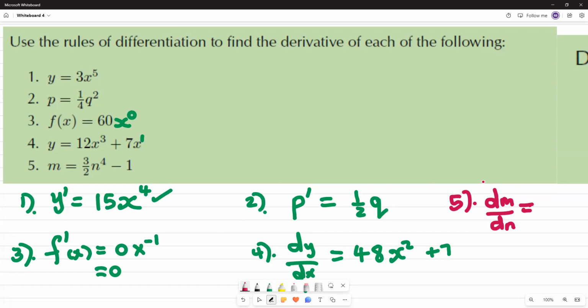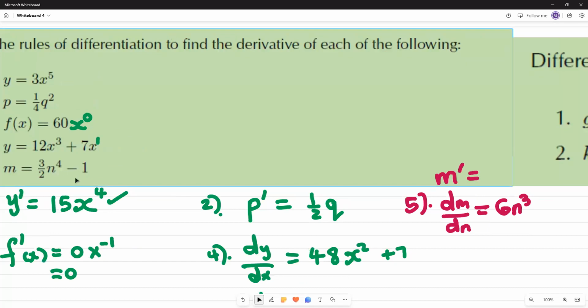But you could have just said, if you didn't want to do this, you could have just said m prime equals to, is the same thing. I want you to get used to the formats. Okay, so 4 times 3 over 2 gives us 6. And then we're going to have n cubed because we always minus 1 on the exponent.